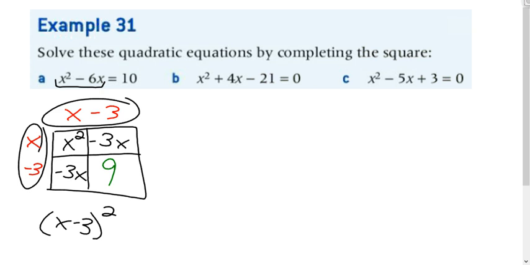But the problem is x minus 3 squared, I'm just going to write this out. You guys don't have to write this out. x minus 3 squared is x squared minus 6x plus 9. But there was no plus 9 here. How can I add a 9 on this left side of my equation?